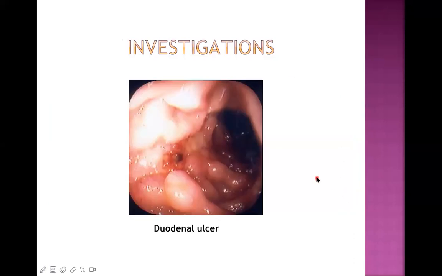Now this is a magnified view of endoscopy. See here, the ulcer right here. This is the ulcer, very rounded one and looking like a punched out lesion, and this ulcer can perforate very easily. Okay, this is the opening of pyloric sphincter.